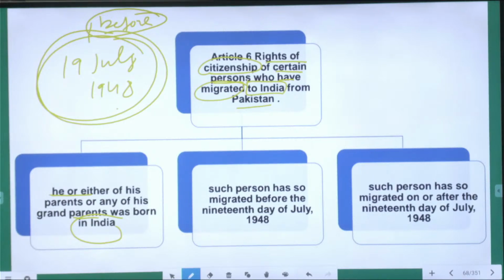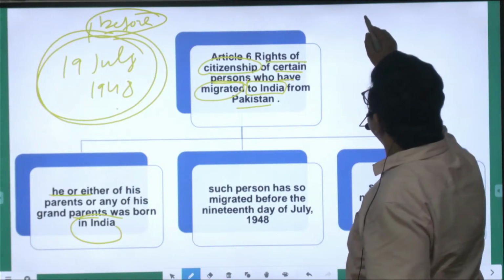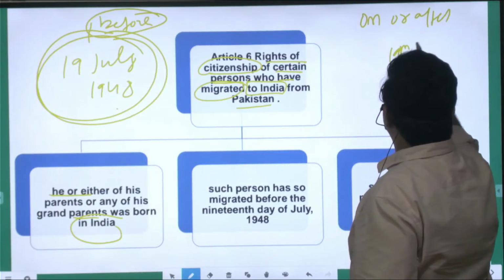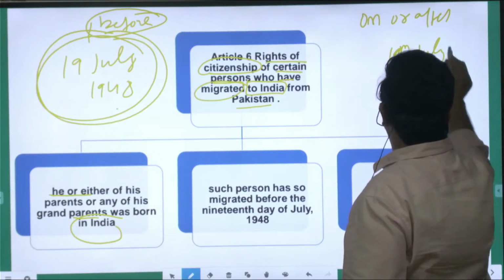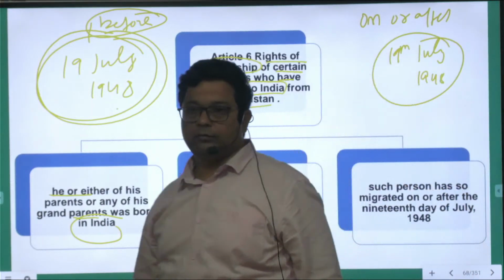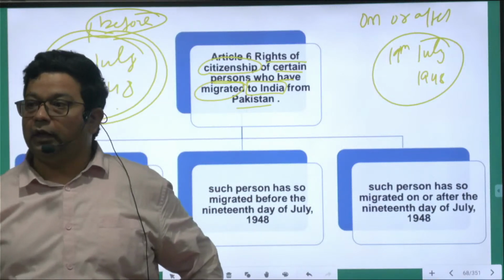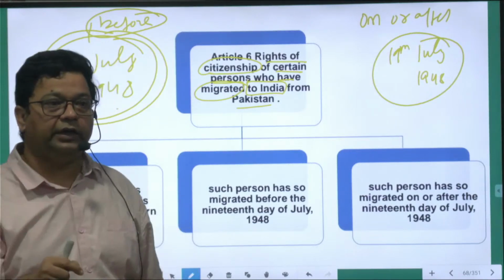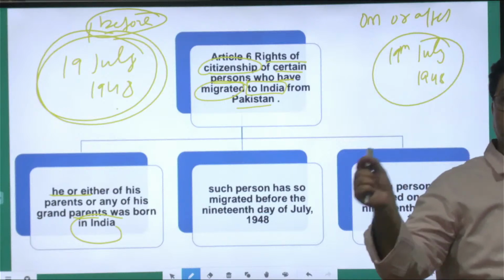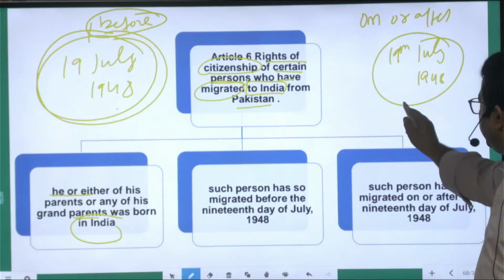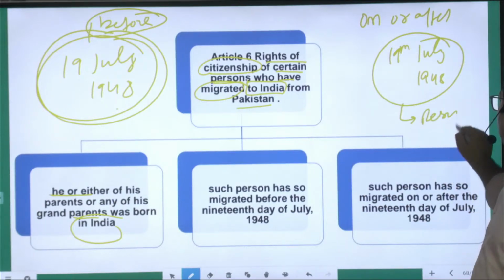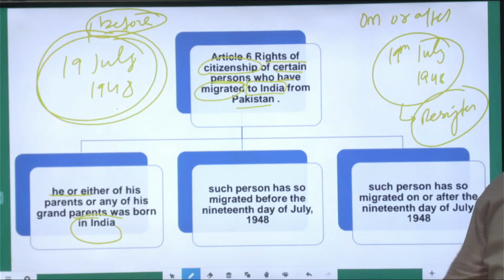But if the persons migrate to India on or after 19 July 1948, then they have to register themselves with the authority appointed by the Indian government. So if anyone comes on or after this date, they have to register themselves. This is Article 6 of the Constitution.